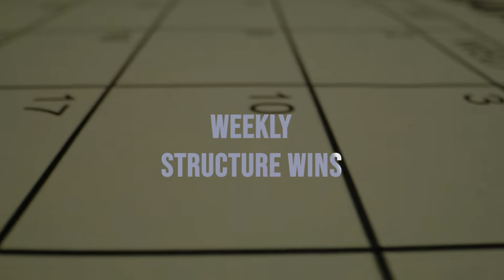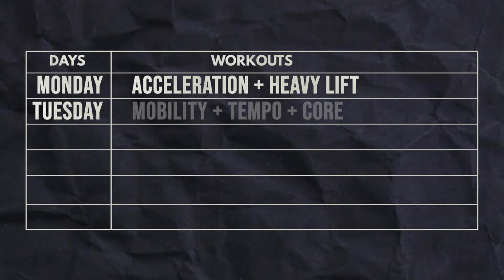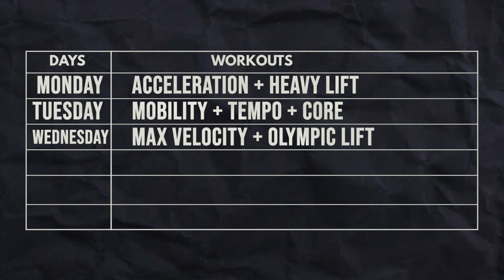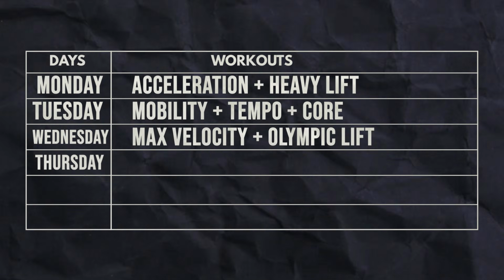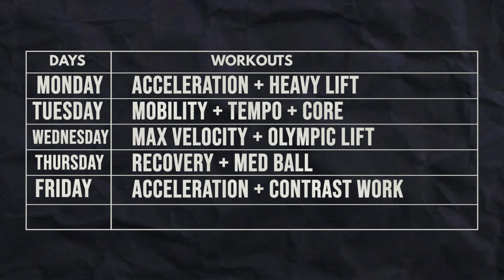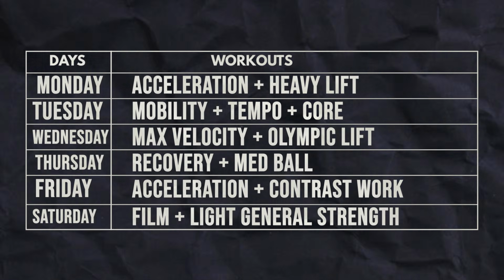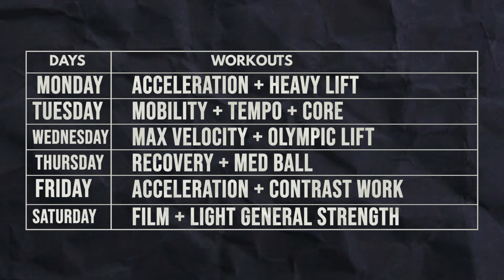Number 4, weekly structure wins. A gold standard sprint training week might look like this. Monday will be your acceleration and a heavy lift. Tuesday will be mobility, tempo, and core. Wednesday will be max velocity and Olympic lifts, and Thursday will be recovery and med ball. Friday might be some more acceleration and contrast work, and Saturday is your overlook day, but really you need to film, plus implement some light general strength. It's as simple as sprint, lift, recover, and repeat.